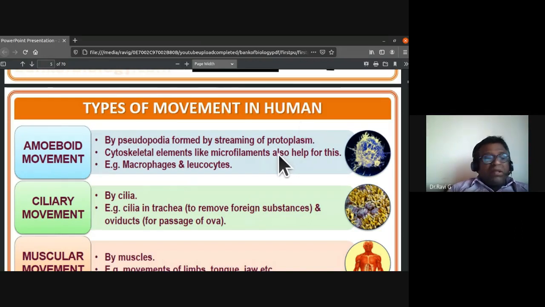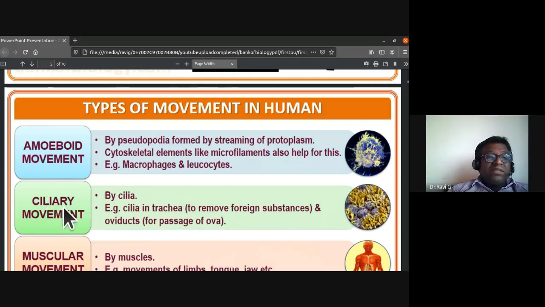See, we might just look into the locomotion part of it, but there are movements. That is the reason all movements are not locomotion. So all locomotion are movements, but all movements are not locomotion. So ciliary movement by cilia. Here there are cilia in the trachea to remove foreign substances like microorganisms or any dust particles. The cilia in the trachea help in trapping the foreign substances. And in oviducts, there are also cilia for passage of ova.